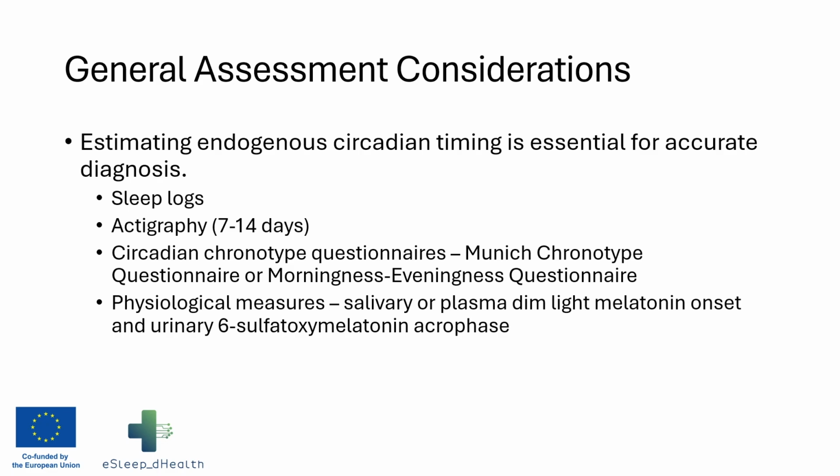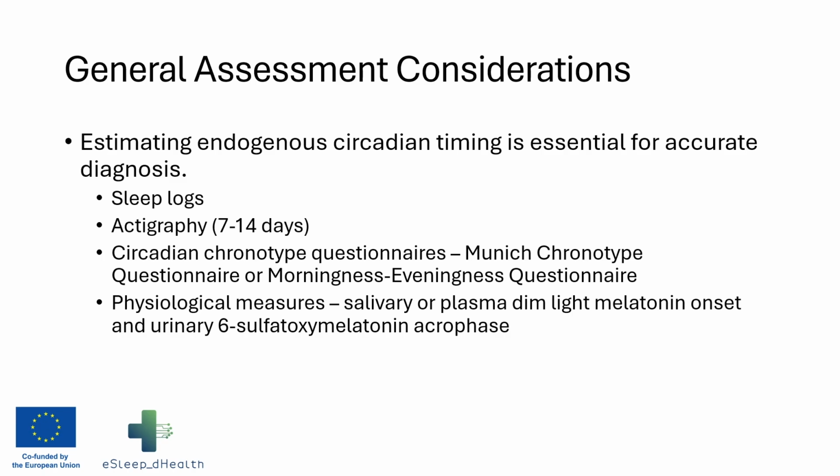When we assess these disorders, there are some general approaches that are used that I will discuss a little more later on. But typically these approaches are used to estimate the endogenous circadian timing, which is essential for accurate diagnosis. And this can be through the use of sleep logs and actigraphy. Actigraphs are basically similar to Fitbits. You typically wear them on your wrist, and they measure the movement of the wrist, and it's said to be a proxy of physical activity.